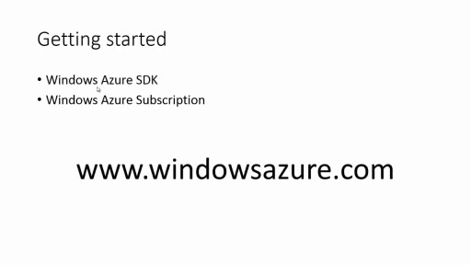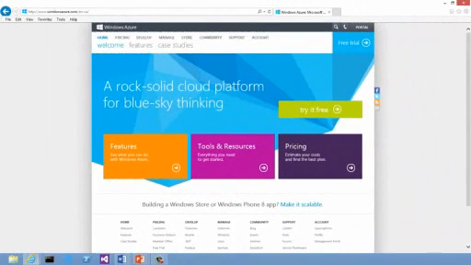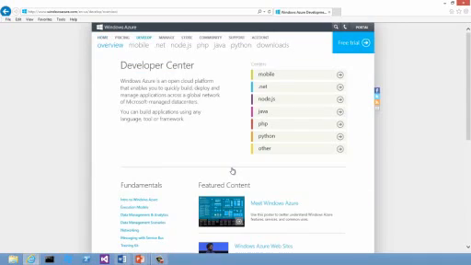www.windowsazure.com. And this is the website. To get the SDK, all you need to do is to click on the Tools and the Resources link at the center of the page. And then you pick the languages you want to use. Here I'm going to use .NET.